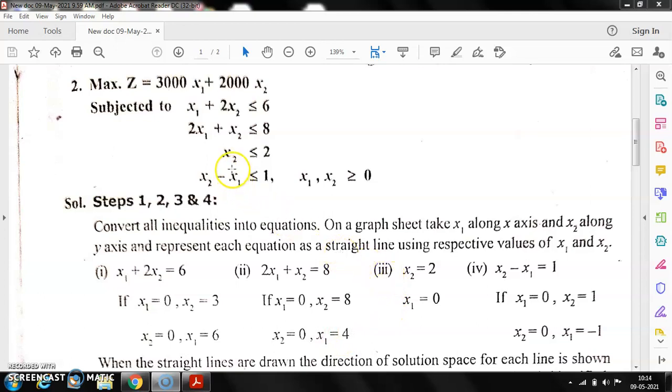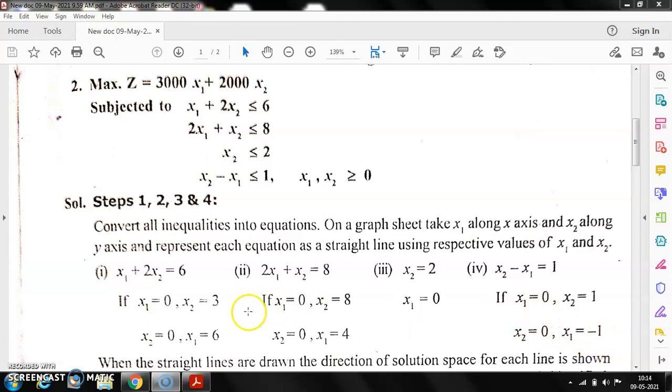Then the third equation, x2 is equal to 2 directly, because the inequality sign is removed and replaced with an equal to sign. And x2 is equal to 2 means definitely x1 is 0. Next, the fourth condition, x2 minus x1 is equal to 1. If you put x1 as 0, directly you will get x2 as 1. And if x2 is 0, x1 is minus 1.